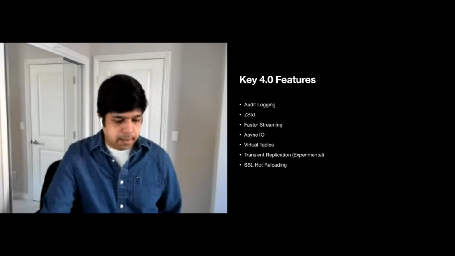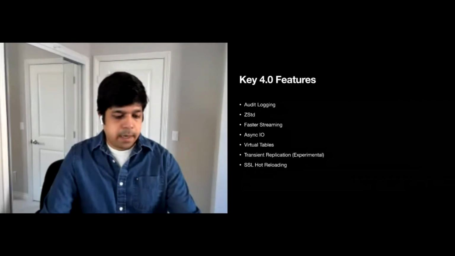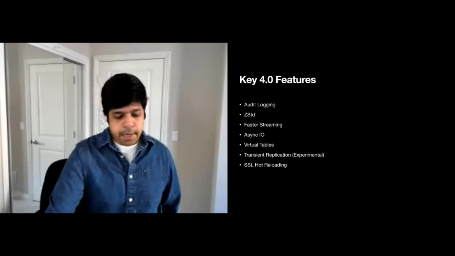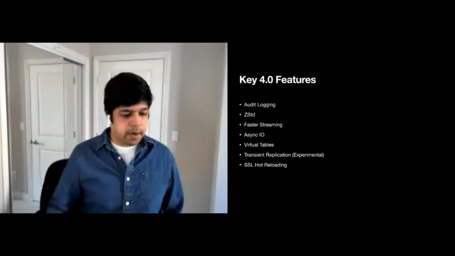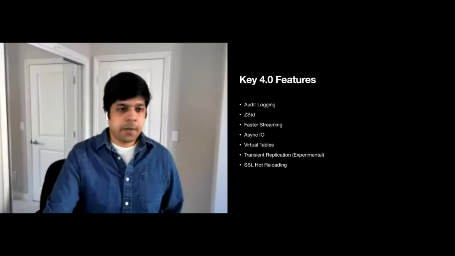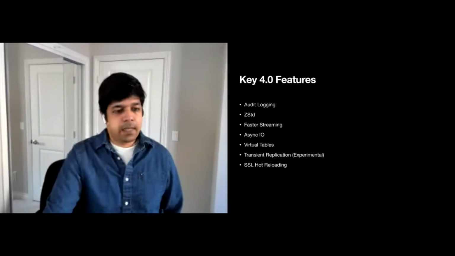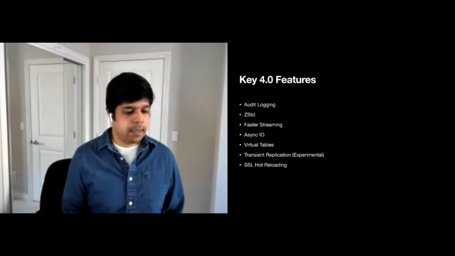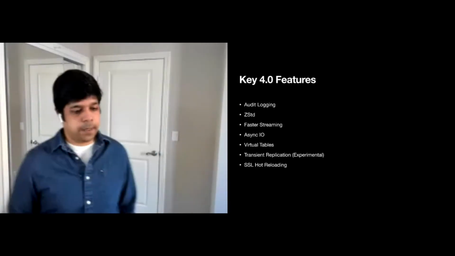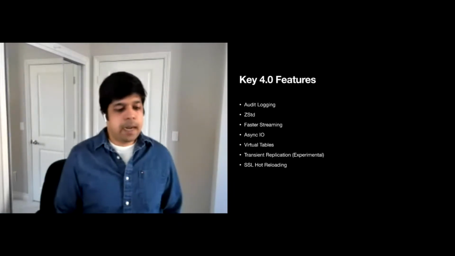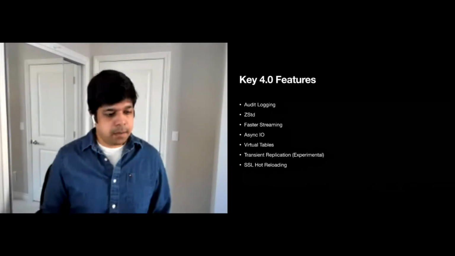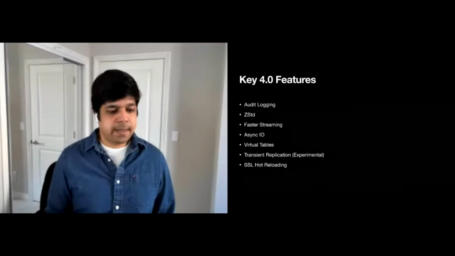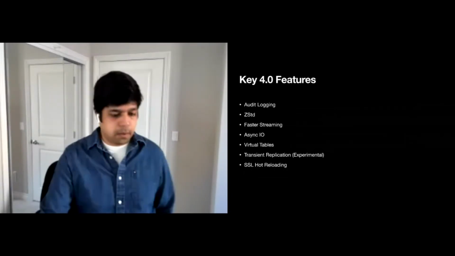And then there's SSL hot reloading that is available in 4.0, and this is a pretty cool feature. If you're doing any form of certificate rotation on a regular and frequent basis, you don't want to keep bouncing Cassandra all the time. You just update the certificates on disk, and Cassandra automatically reloads those certificates when it detects that they have changed. That way, if you're deploying Cassandra in a secure environment, you don't need to keep on bouncing Cassandra. So from an SRE ops perspective, this is a really good feature.